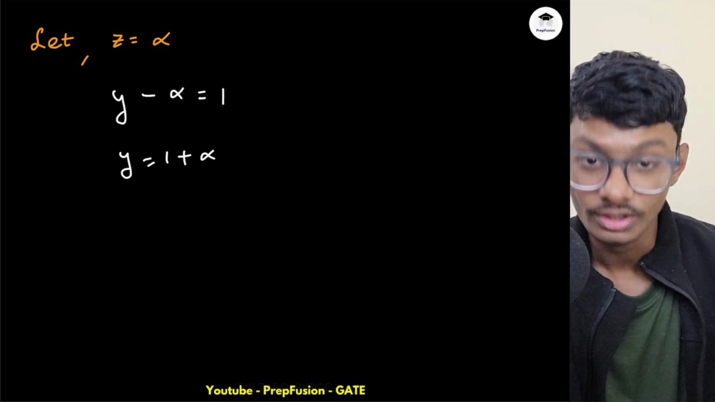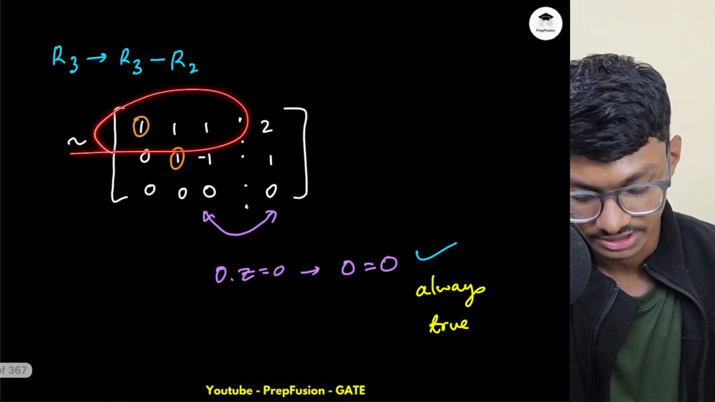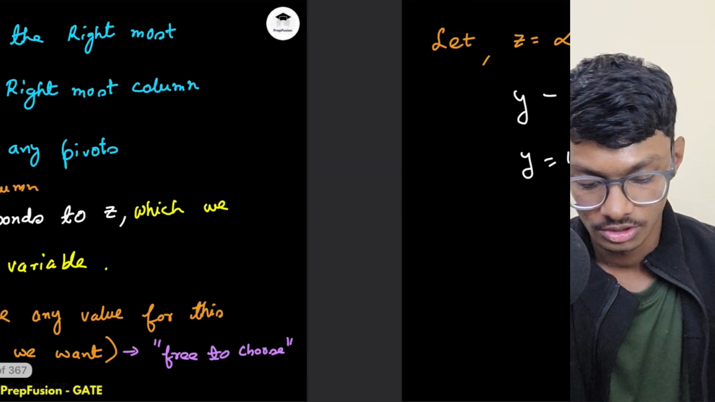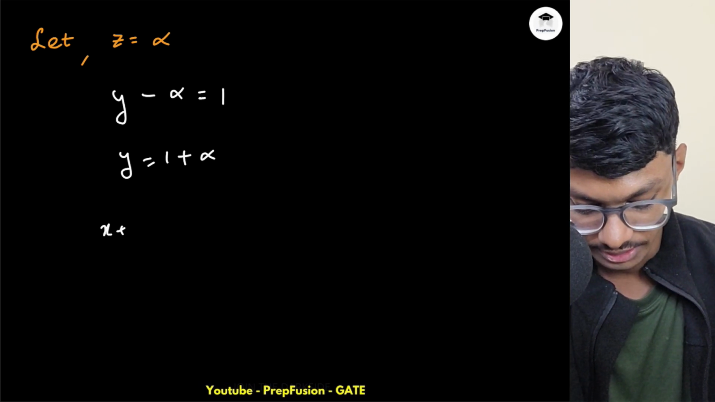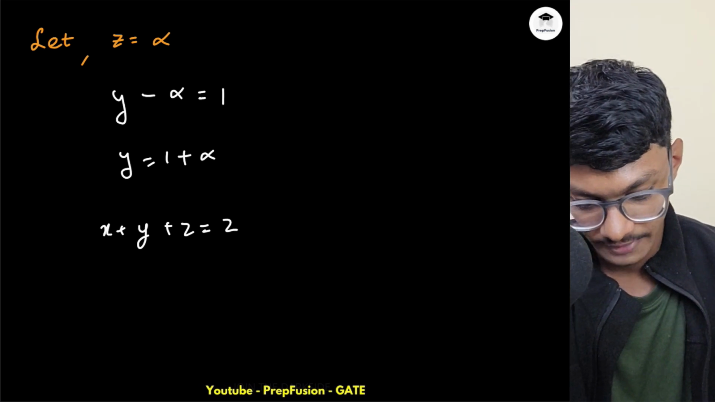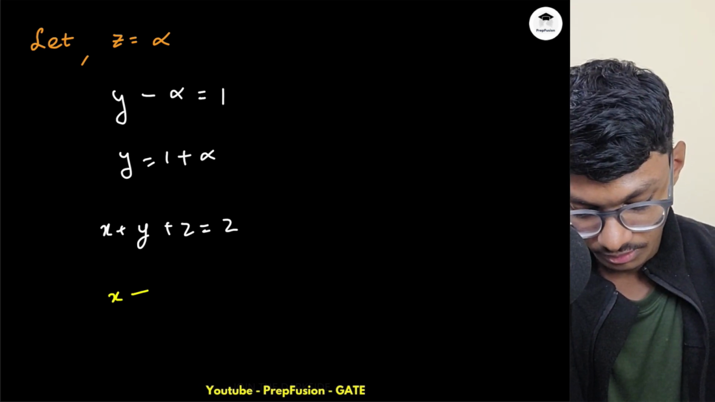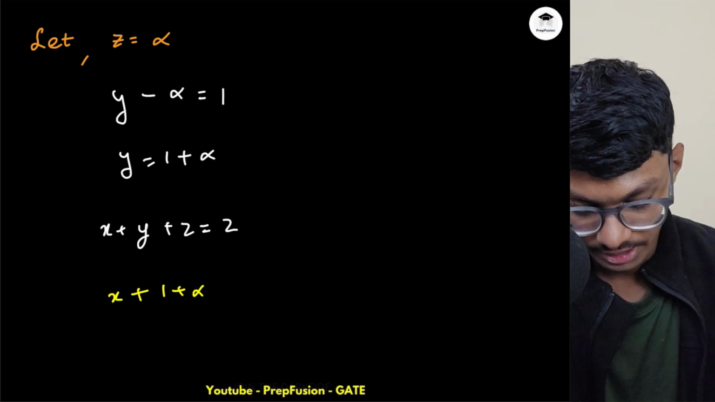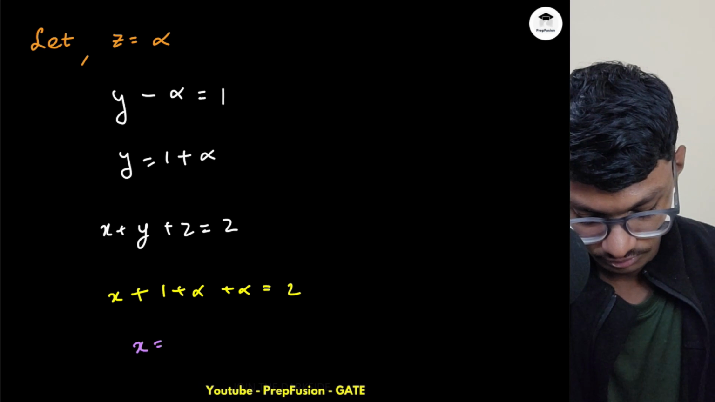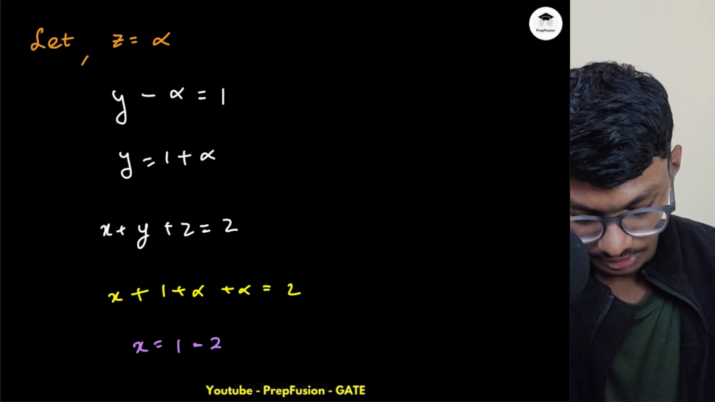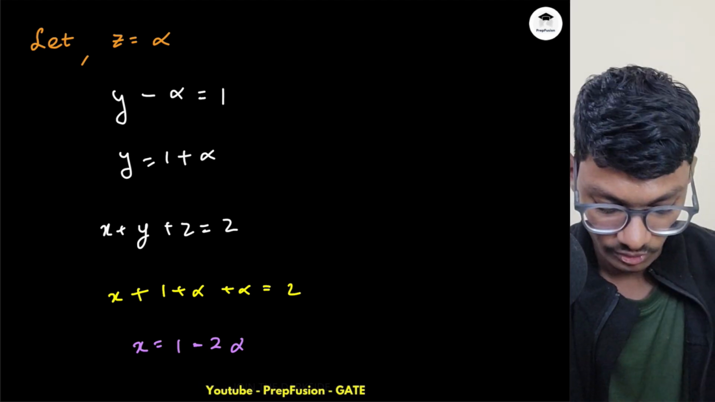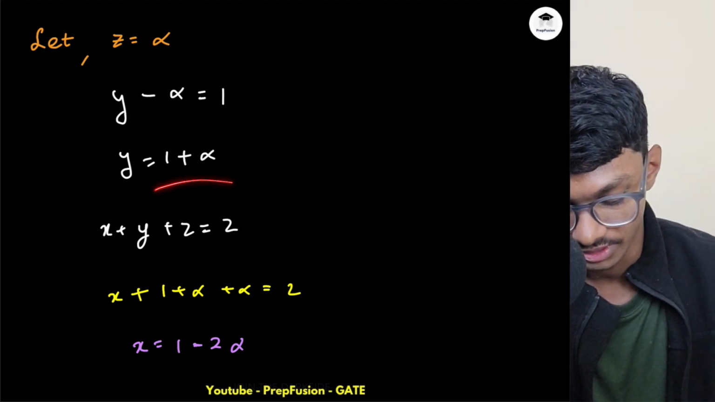Now what is my x? I will replace in this equation x plus y plus z equals 2. So x plus y is 1 plus alpha and z is alpha, equals 2. So x equals 1 minus 2 alpha. Yeah, so your x is 1 minus 2 alpha, y is 1 plus alpha and z is alpha.